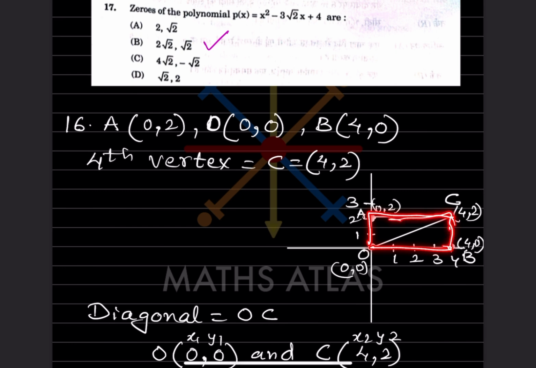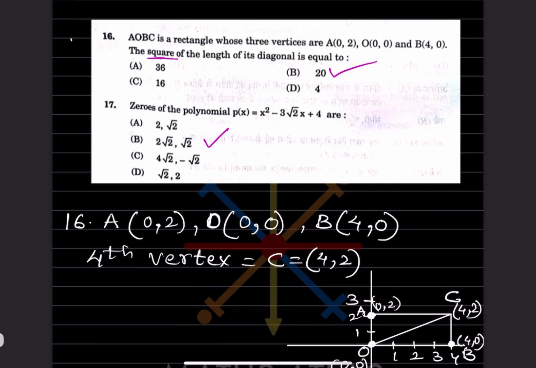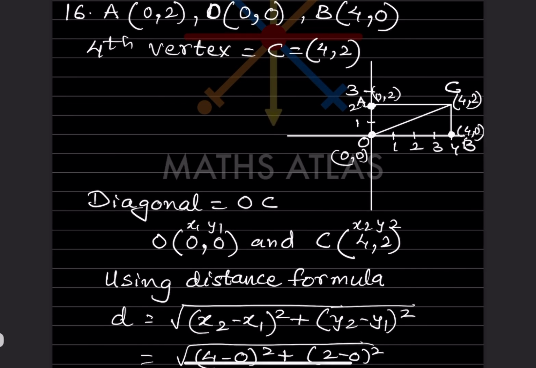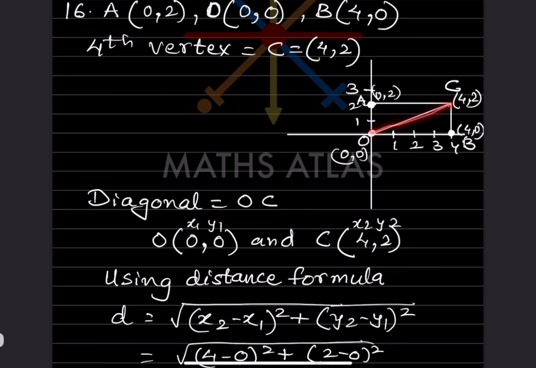Now let us consider the point C. What will that be? That is going to be 4 and 2. Hope you got this. Now this is going to be the diagonal, because they said you have to find the square of the length of its diagonal. So this is the diagonal, OC. O is 0, 0, and C we got as 4 and 2.